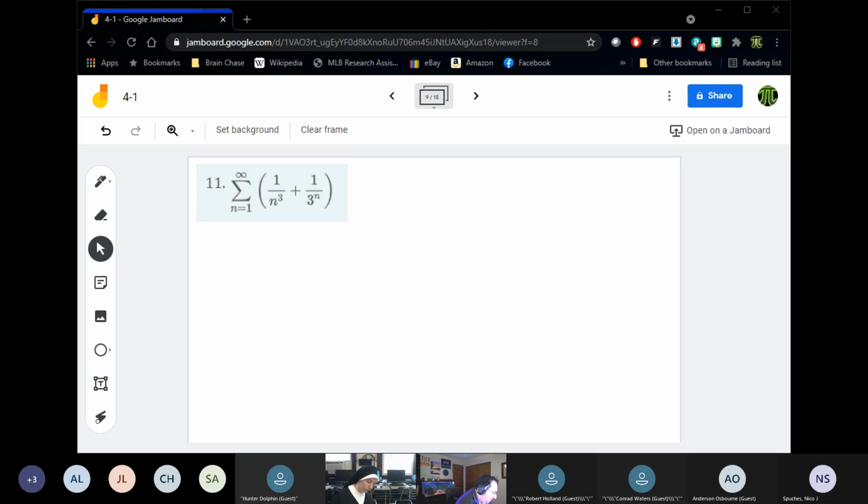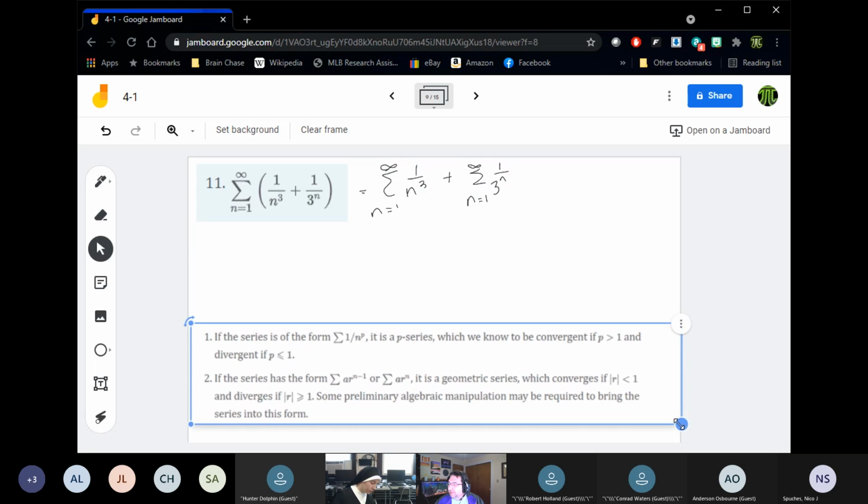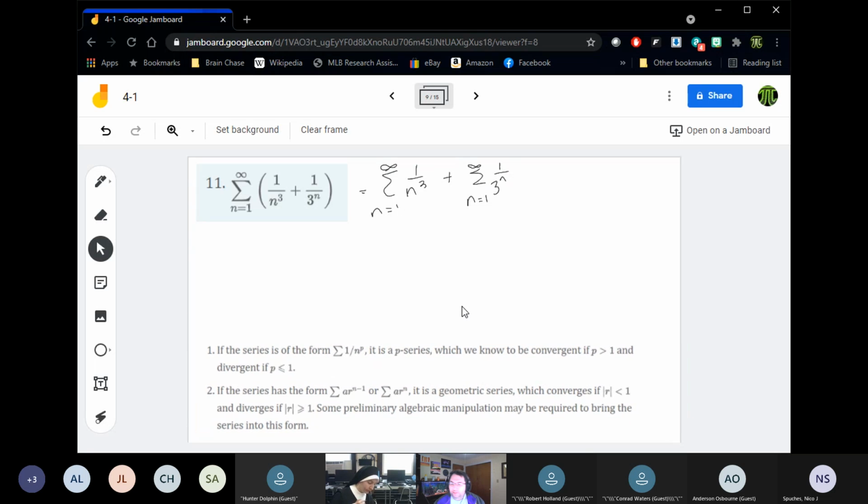One thing to keep in mind for this one is when you have two series with addition, you can split it up. So when you're looking at the series, look at each one individually. And as long as they both converge, then the whole series converges. So for this one, you're actually going to use the P series and the geometric series.